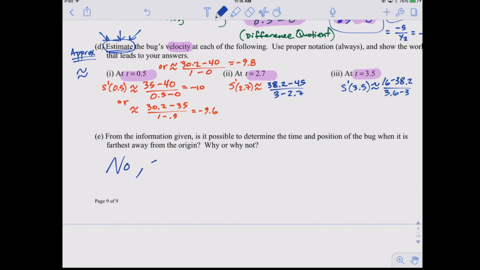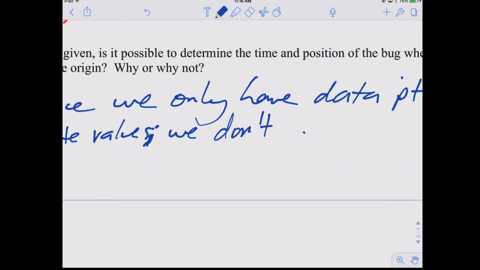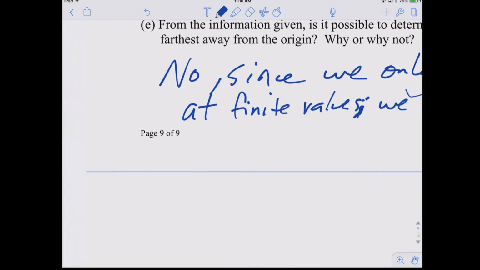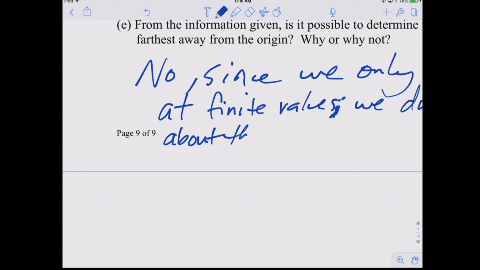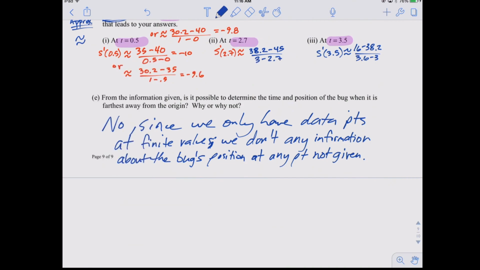So, no, since we only have data points at a discrete number of points, or at finite values; semicolon, we don't know any information about the bug's position on or at any other point, right? At any point not given. Something like that. Something that basically says, no, we only have these data points.